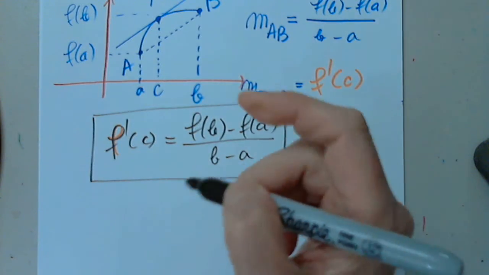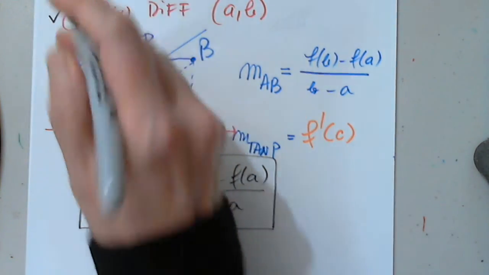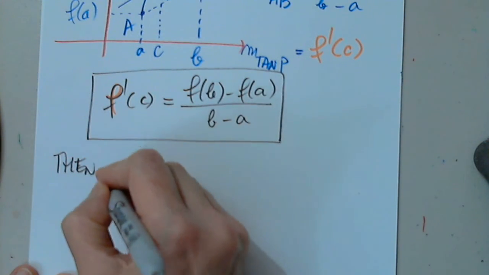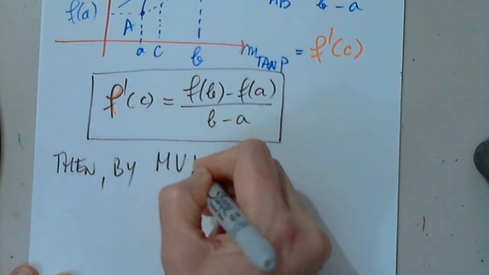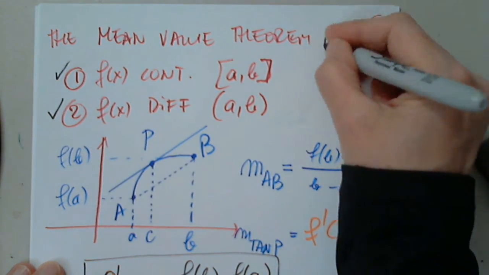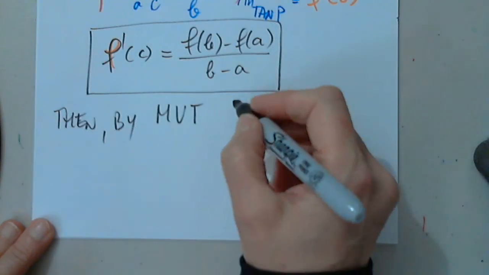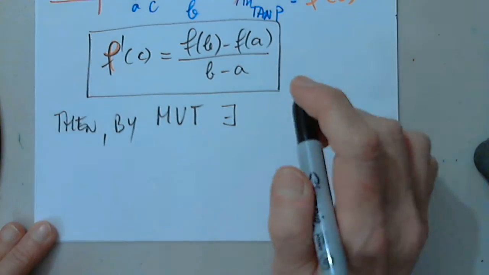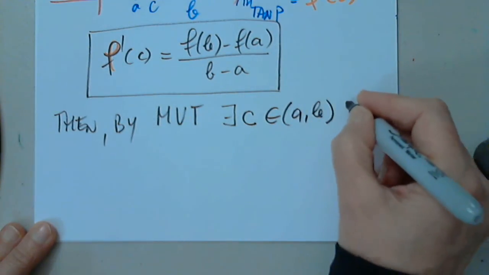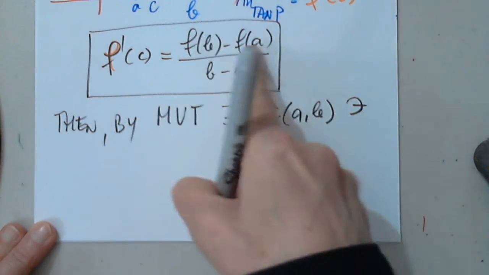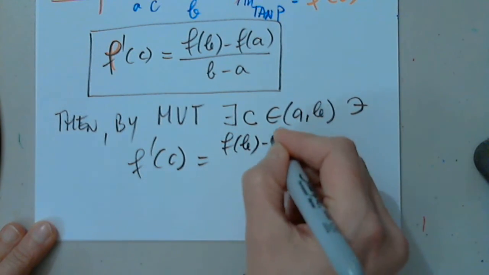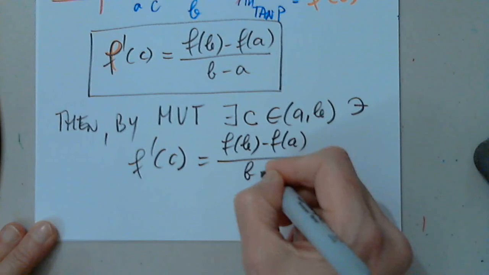So, if these two conditions are fulfilled, then by MVT, mean value theorem, there exists at least a C in the open interval A, B such that f prime of c equals f of b minus f of a over b minus a.